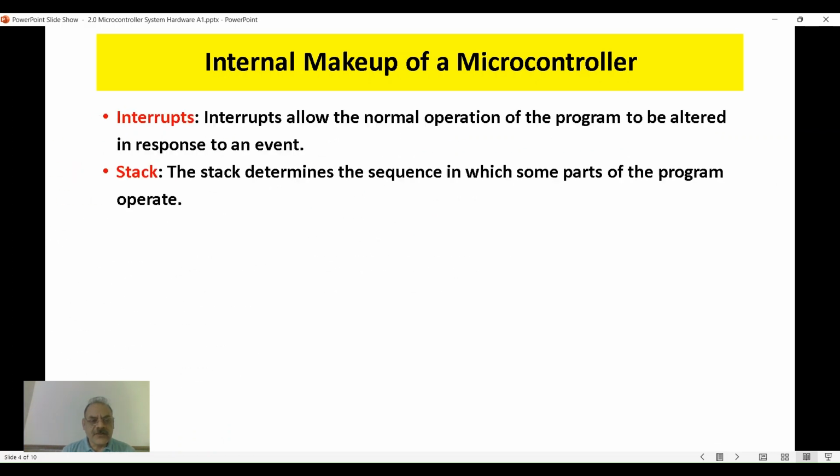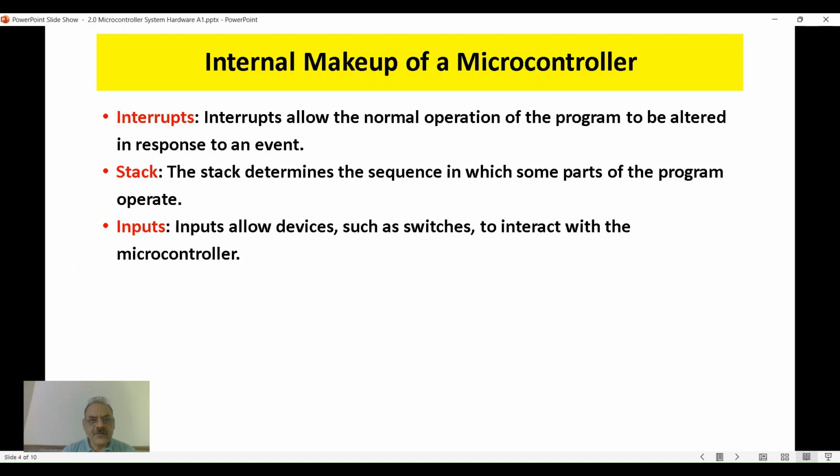Now, once you write a program, the program goes into a stack and it determines the sequence in which the program will be run. Whereas interrupts are a special facility available to interrupt a normal program. If you want to stop the whole system and you press a button, that button or push switch should stop the whole program.